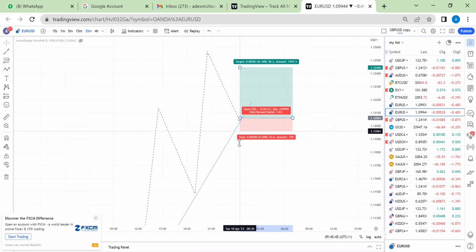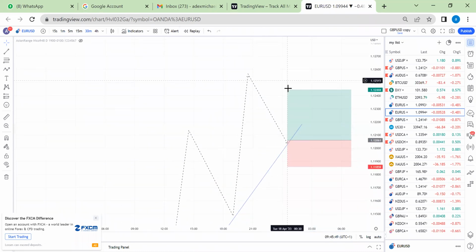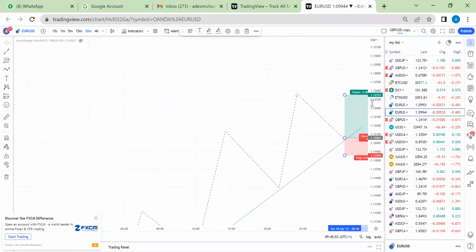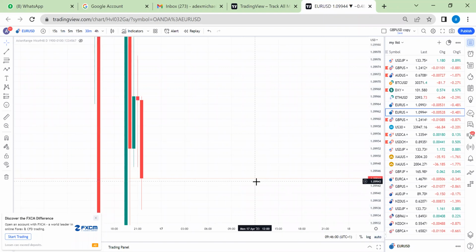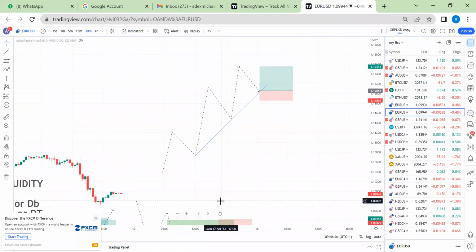Some may want to put their SL a little bit below. We will also be targeting this high. So that's how the trend line will work. If you want to trade this trend line, this is the kind of thing you want to trade.